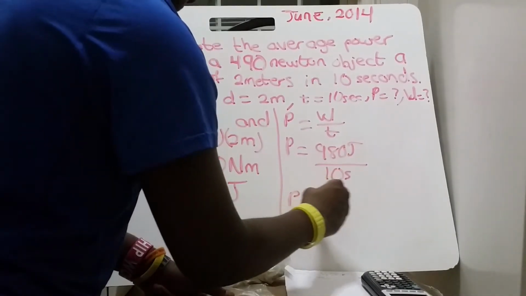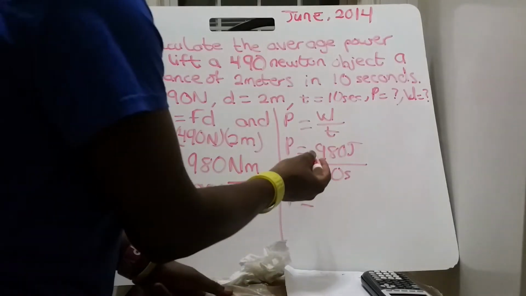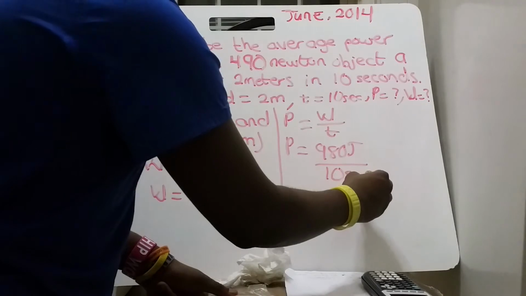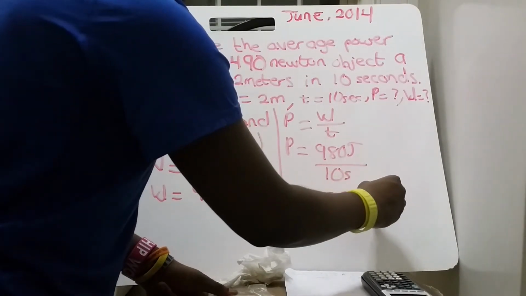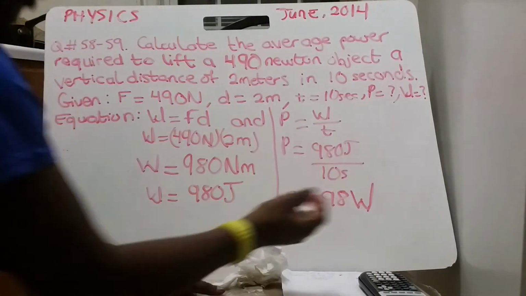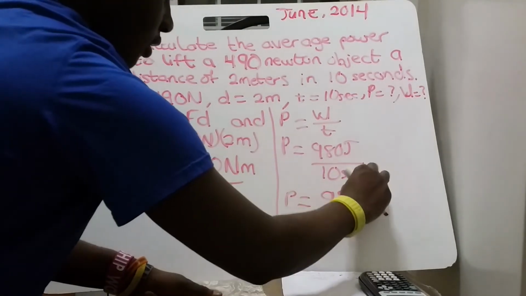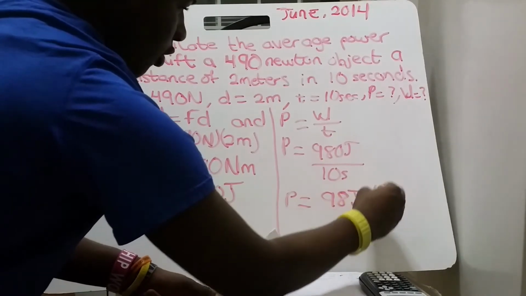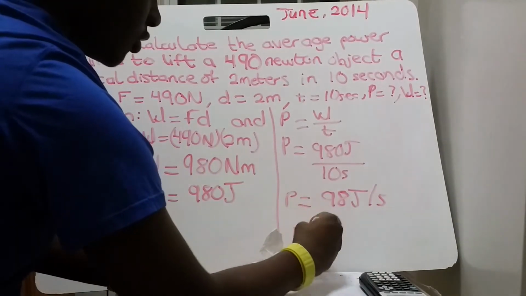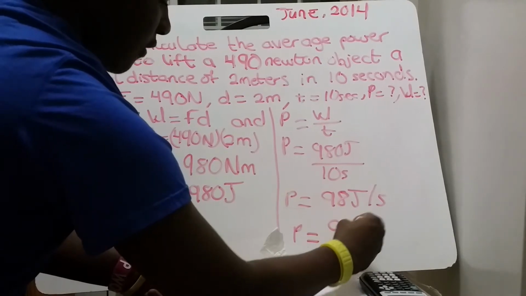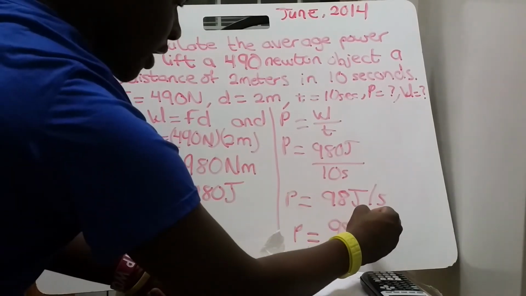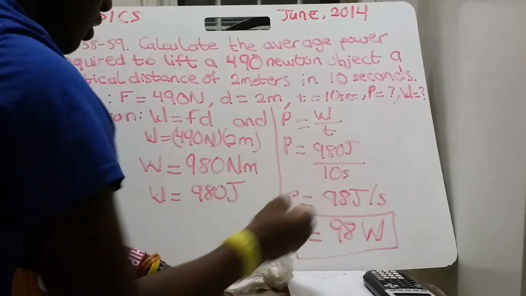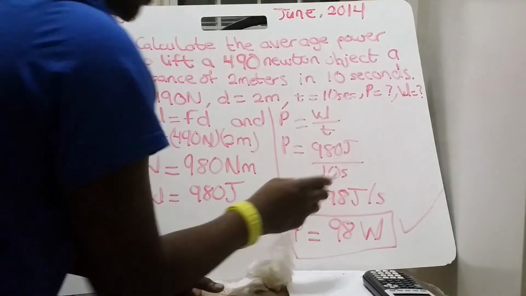So power equals 980 divided by 10, which is 98. So 98 watts. Let me take this one at a time. 98 joules per second. Joules per second is the same as watts. In fact, the unit for power is watts. So power equals 98 watts. And guys, the final answer: 98 watts.